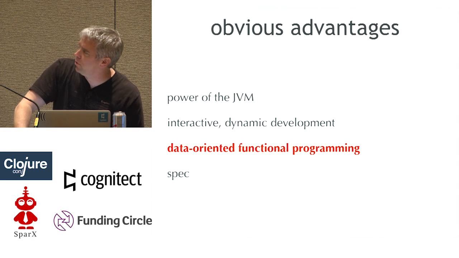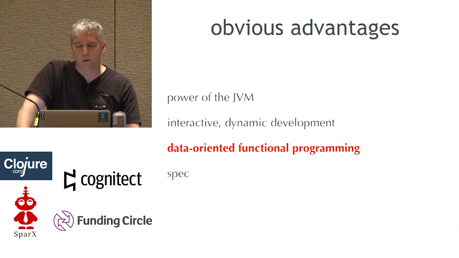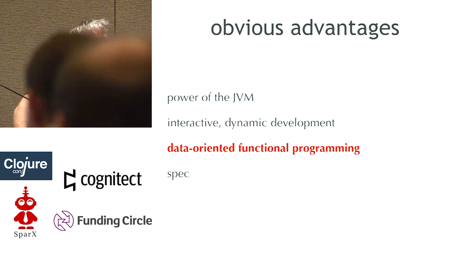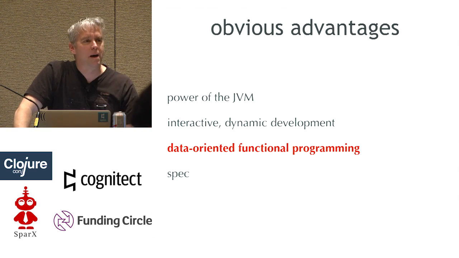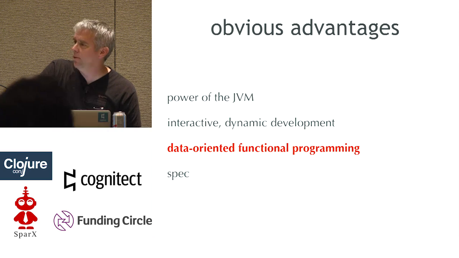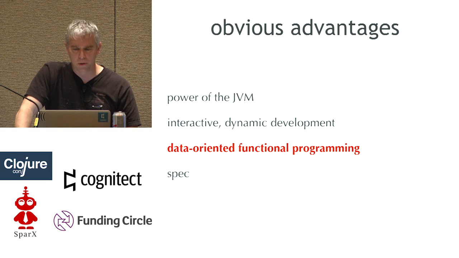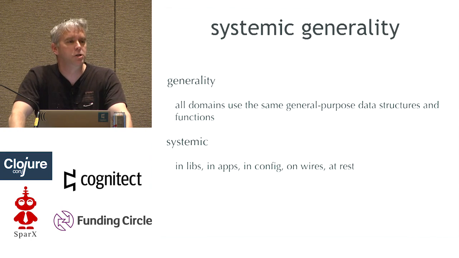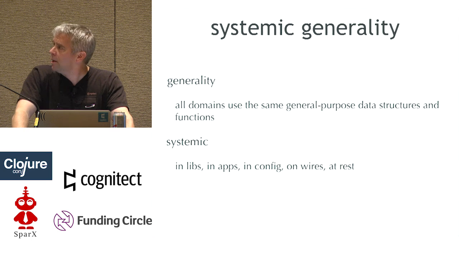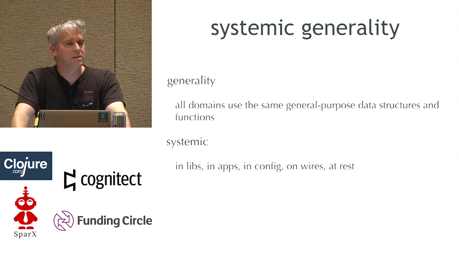One of them is this notion of data-oriented functional programming. I think that we can do a better job when we're evangelizing Clojure to people who are coming to the language of talking about exactly what this means and how it distinguishes Clojure from other approaches. In particular, the pair of words systemic generality. So Clojure encourages you to program with a small set of functions that can operate on generic data structures. It doesn't just do that, though. It takes that systemic generality everywhere in your application stack.